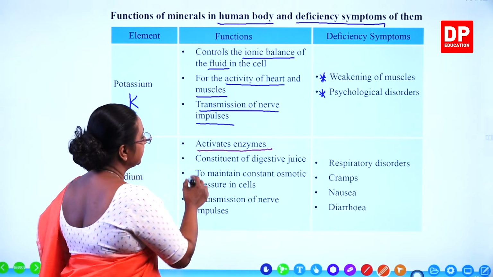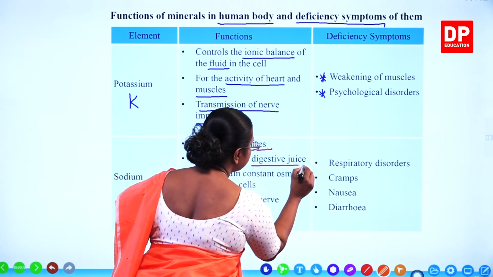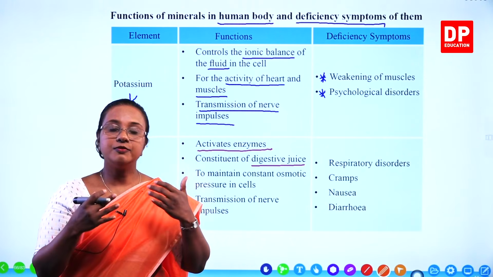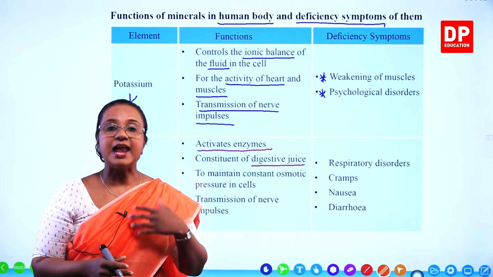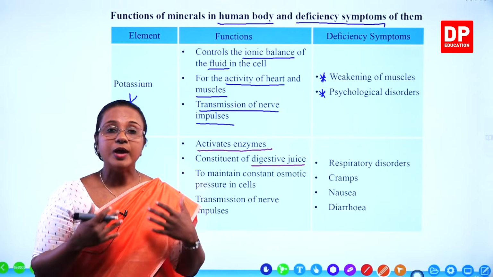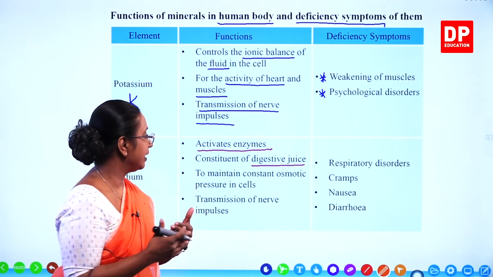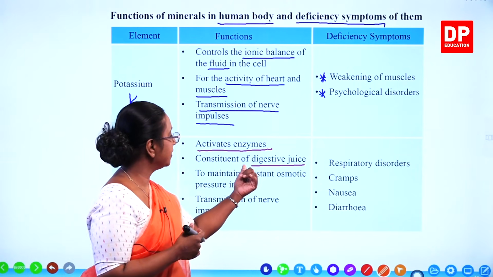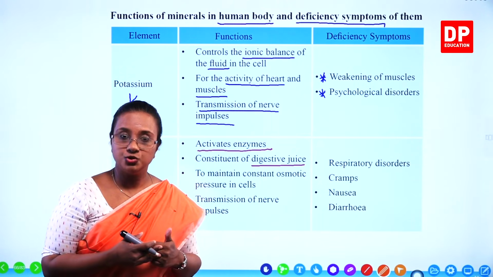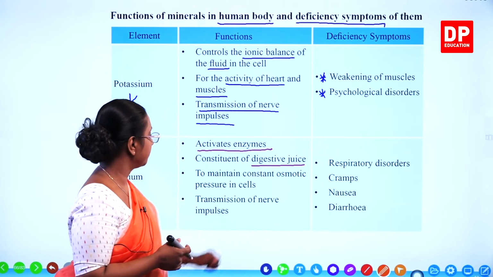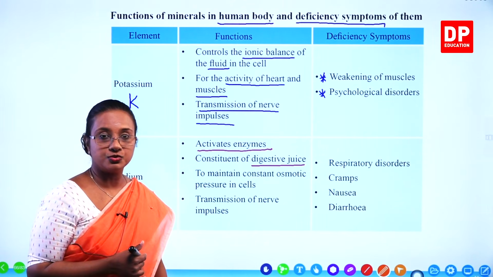And sodium is a constituent of digestive juice. When you eat food, the food has to get digested, and this happens inside the digestive system where the food is mixed with a liquid substance, and that is called the digestive juice. So, sodium is a constituent of the digestive juice.